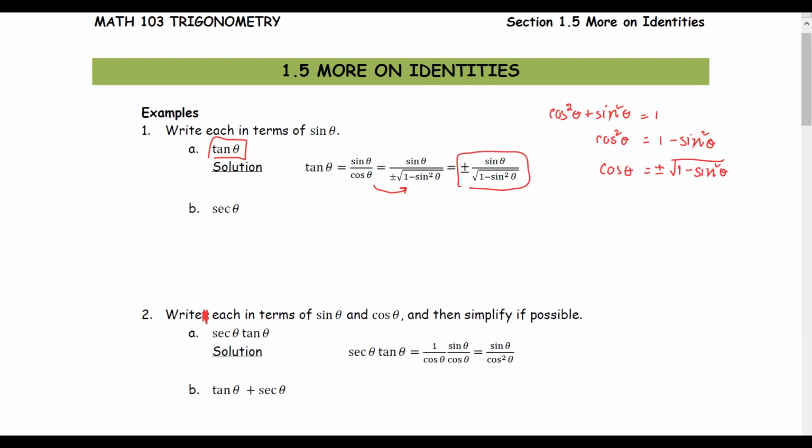Example 1b, the secant theta is 1 over cosine theta, by using the reciprocal identity. As what we got from part A, the cosine theta is the same as plus minus square root of 1 minus sine squared theta. Therefore, the secant theta is 1 over plus minus square root of 1 minus sine squared theta.